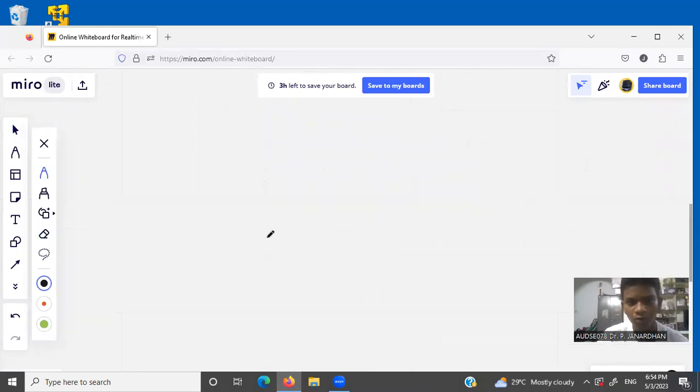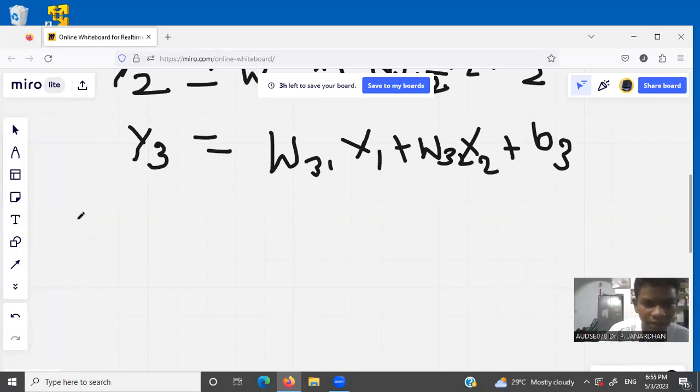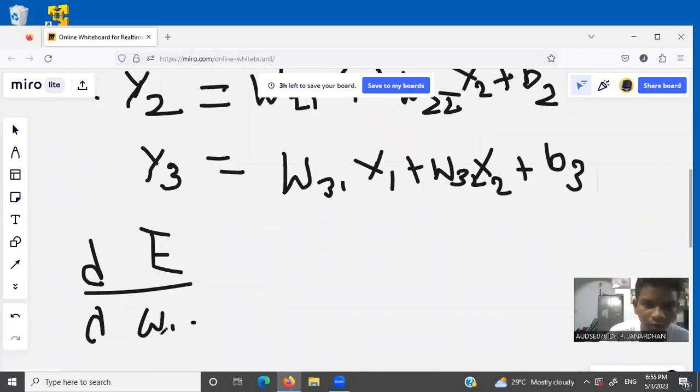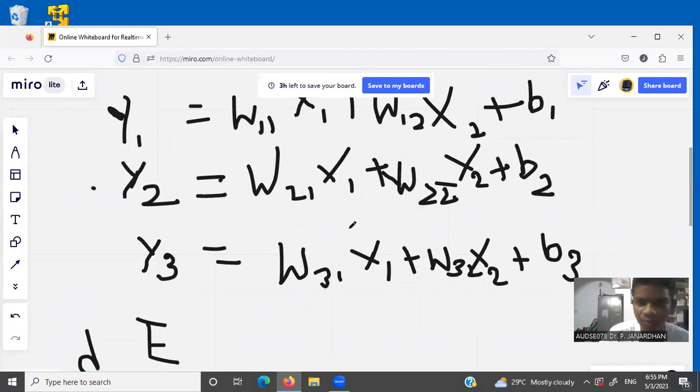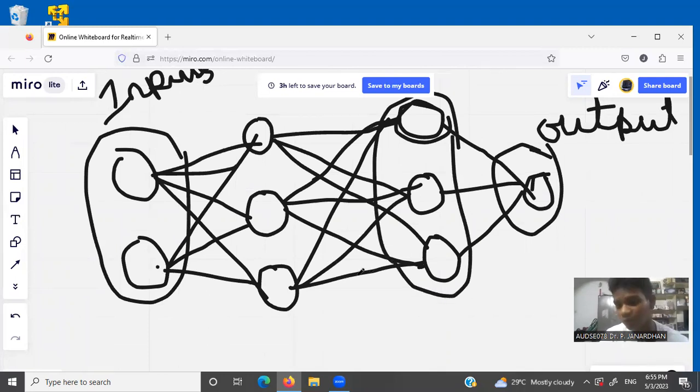In order to update the weights, we need to calculate some values. The first value, of course, is the derivative of the error, or the loss function, with respect to the weight, let's say w11. For the purpose of this video, we are going to calculate the derivatives of this layer. We are going to understand what's going on in every layer of this neural network. First we are going to understand the updation.